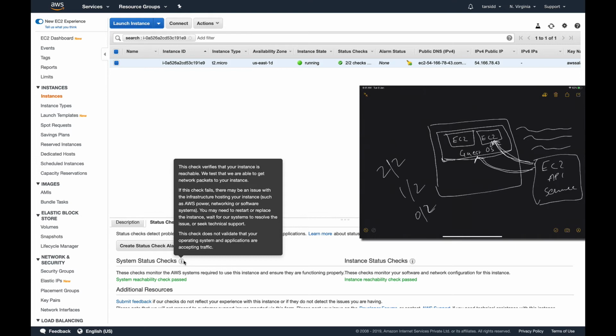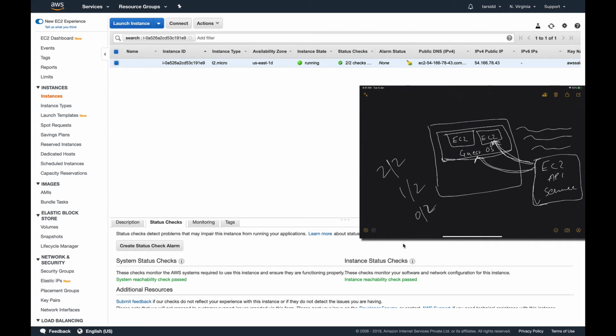So if we go into this, you'll see this check verifies that your instance is reachable. So these are basically reachability checks, reachable from the point of this EC2 API, the mother of EC2. We test that we are able to get the network packet to your instance. If this check fails, there may be an issue with the infrastructure hosting the instance, such as AWS power, networking, software system, and whatever. You may need to restart or replace the instance, or wait for the system to resolve.